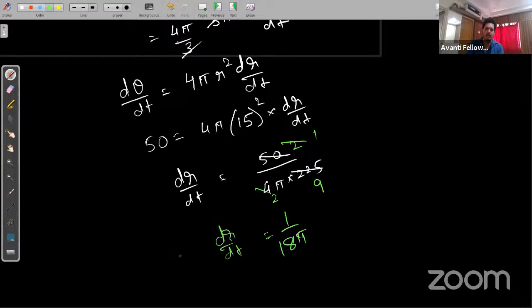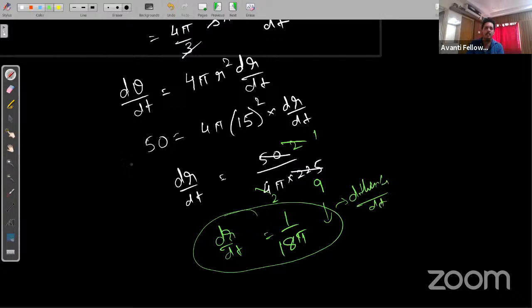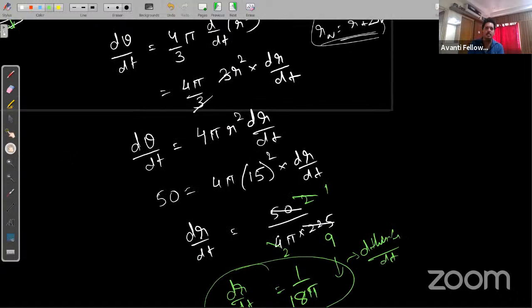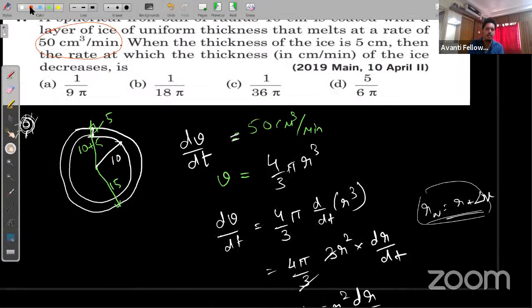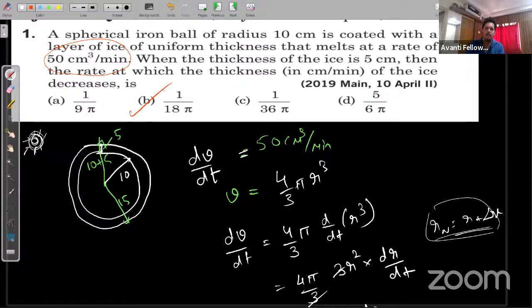It is the same as how much the radius is getting decreased, the same as d of thickness by dt. So your answer is 1 by 18 pi, which is option B. Everyone understood or not, guys? Option B is correct. Then we'll move on to maxima and minima. Please give me confirmation.